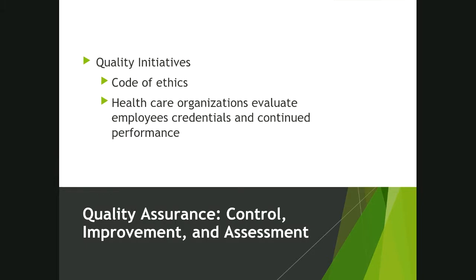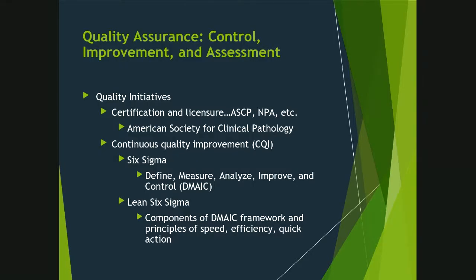Okay, quality initiatives. So there's a code of ethics, and organizations evaluate employees' credentials and continuing performance. This might be done by providing the employees with monthly newsletters and quizzes that show comprehension of the material. So certifications, such as ASCP, the American Society for Clinical Pathology, and then there's continuous quality improvement, or CQI. So there is Six Sigma and Lean Six Sigma. Six Sigma is used to define, measure, analyze, improve, and control.